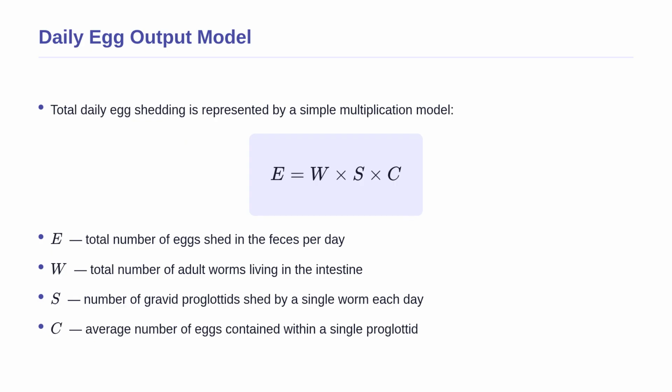If the worm burden, W, increases due to autoinfection, the total egg output, E, will scale up linearly, drastically increasing the chance of infecting others.